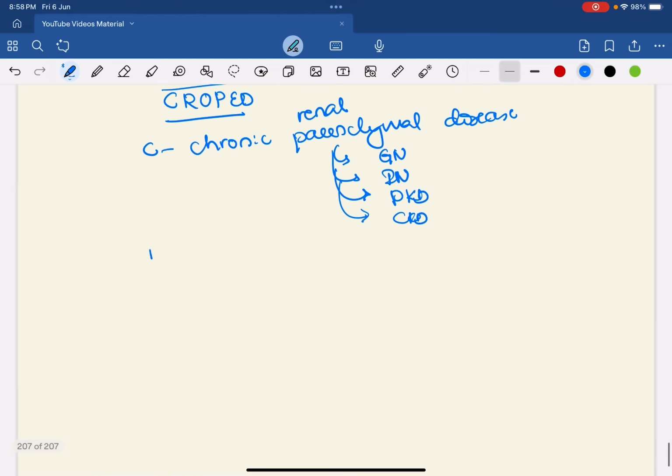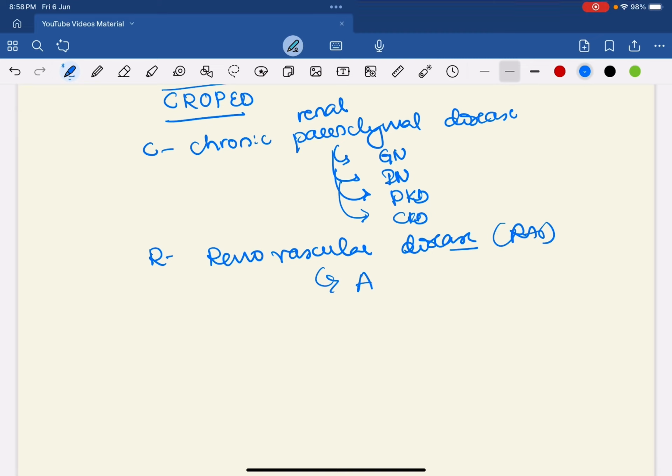R stands for renovascular disease, like renal vessel stenosis. So what are the causes for renal vessel stenosis or renal artery stenosis? You can remember them by ACID. A stands for atherosclerosis.